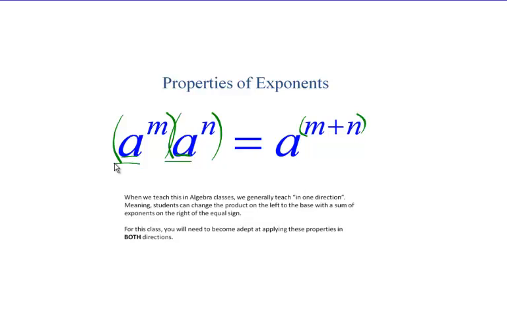So if I have a to the m times a to the n, that is equivalent, the same as, can be replaced by a to the sum m plus n. We have a habit in lower mathematics of just teaching it in one direction, but I want you to understand you're going to use it just as often in the opposite direction.